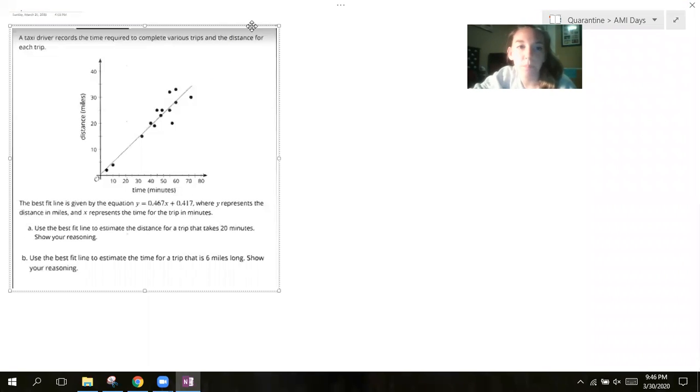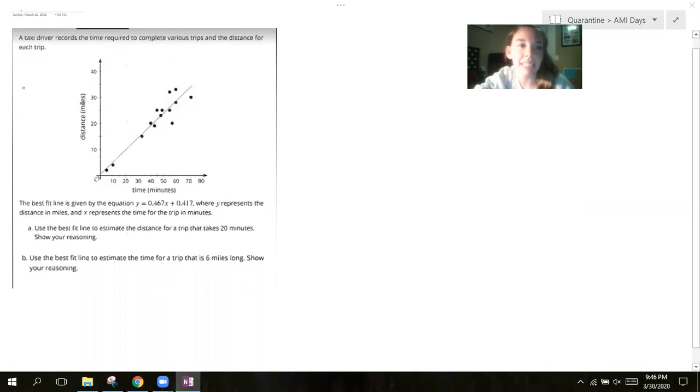Question. So, go up here. All right, so it says a taxi driver records the time required to complete various trips and the distance for each trip. The best fit line is given by this equation, okay? And so we remember anytime they give us an equation, it's important. Okay, so I'm just going to come over here and write that again.